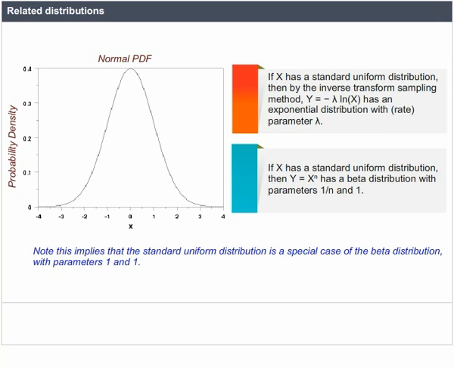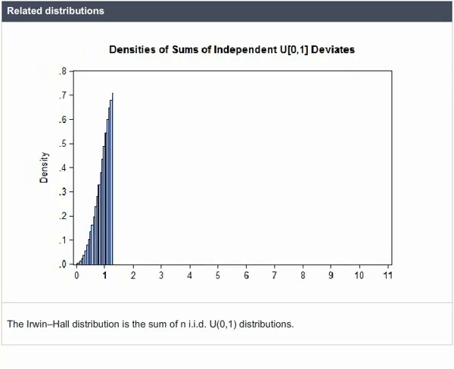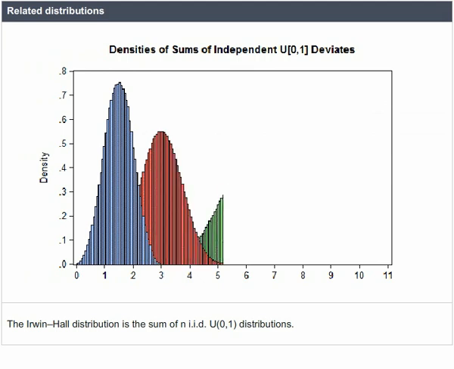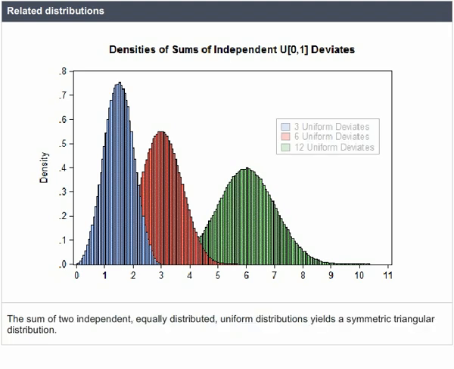The Irwin-Hall distribution is the sum of n independent, identically distributed uniform(0, 1) distributions. The sum of two independent, equally distributed uniform distributions yields a symmetric triangular distribution.